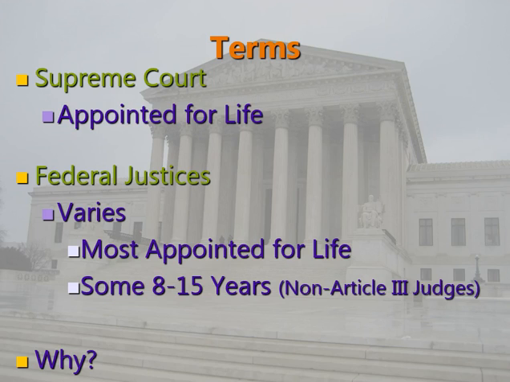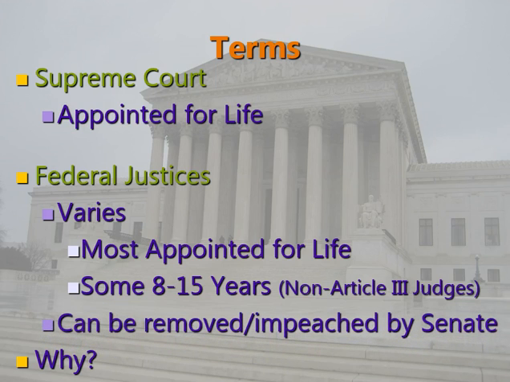We talked a little bit about federal court justices. They're usually appointed for life, although some, depending on where you're at, if you're a non-Article III judge, you could be appointed from anywhere from 8 to 15 years. But even if you're only up for reappointment or reelection every 8 to 15 years, that's still a pretty long time in a job where you can make decisions without worrying about retribution from the decision you make.